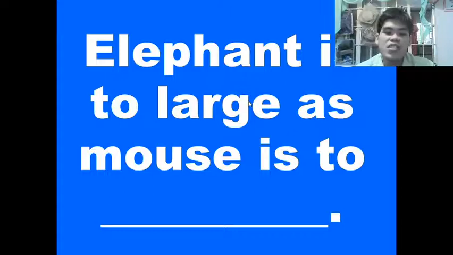Elephant is to large, and mouse is to. So here, what is the analogy all about? It's all about size. If an elephant is large, how about a mouse? So it is small.